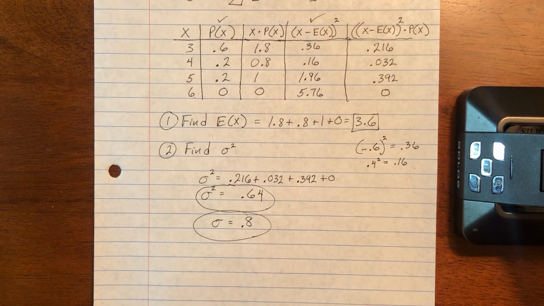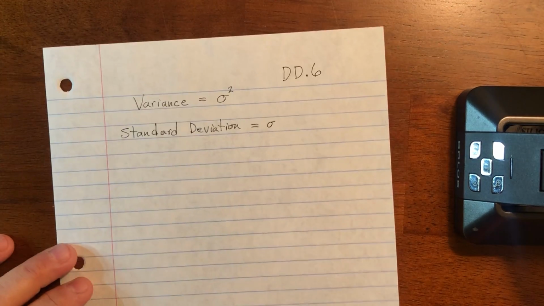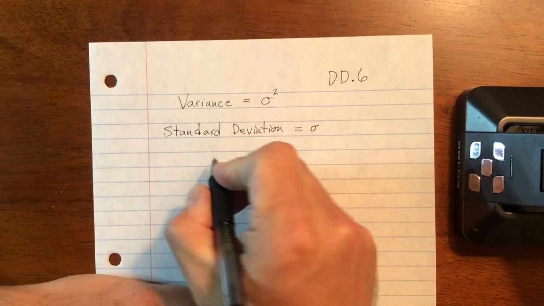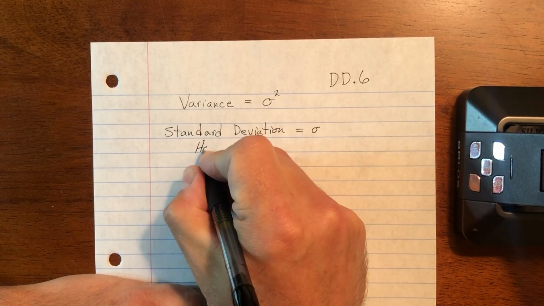Well, what is standard deviation? Standard deviation, kind of like variance, is just a statistic that we use to figure out how spread out the data is.